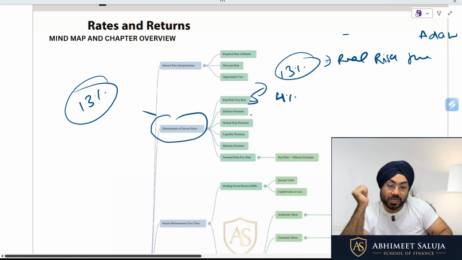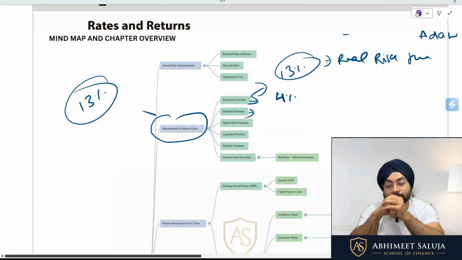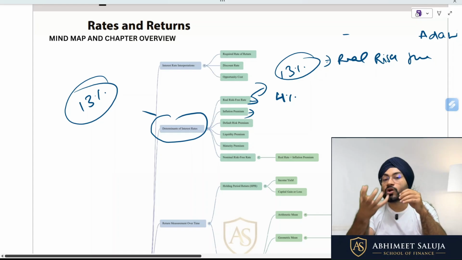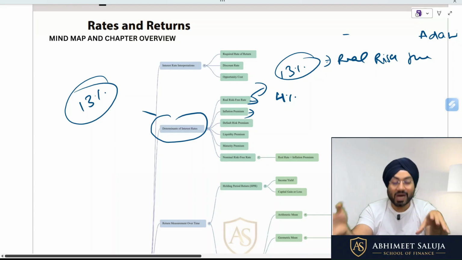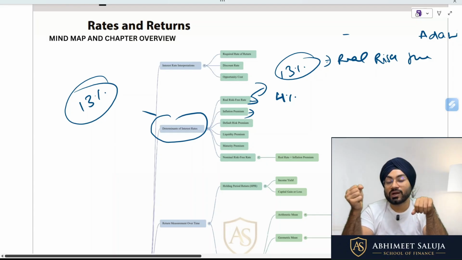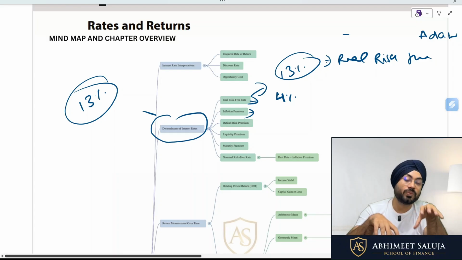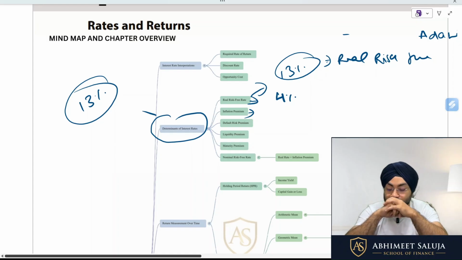Now, what is inflation premium? Inflation premium is simply money losing its power over time. The value that 100,000 rupees has today was a lot more 30 years ago. You could have bought an entire house for 100,000 rupees 30 years ago, but now you are not able to pay even your CFA fees for 100,000 rupees, right?